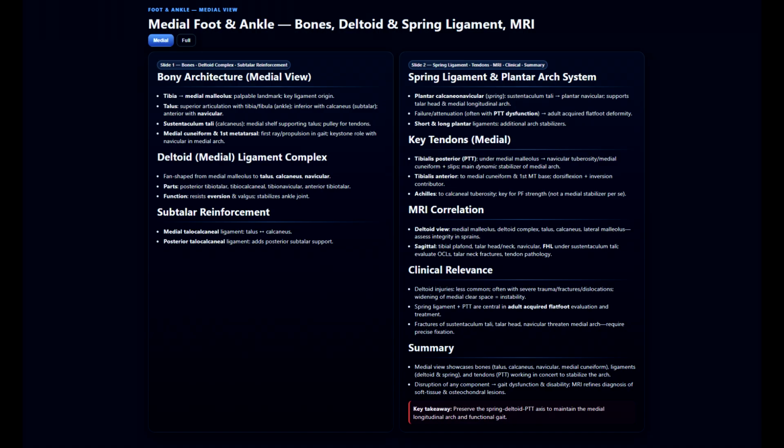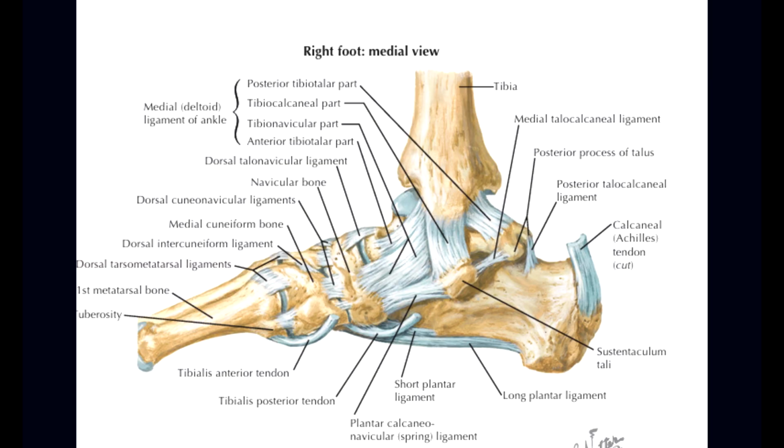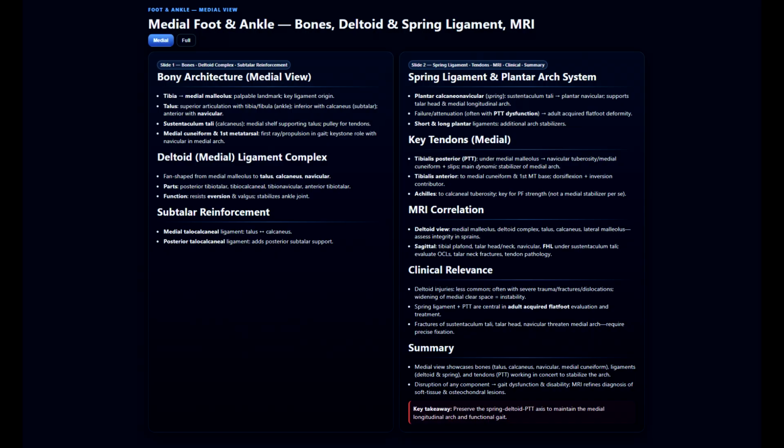Finally, the Achilles tendon can be seen cut in this dissection, inserting on the calcaneal tuberosity posteriorly. While not directly part of the medial support, its relationship to the calcaneus is critical for plantar flexion strength.